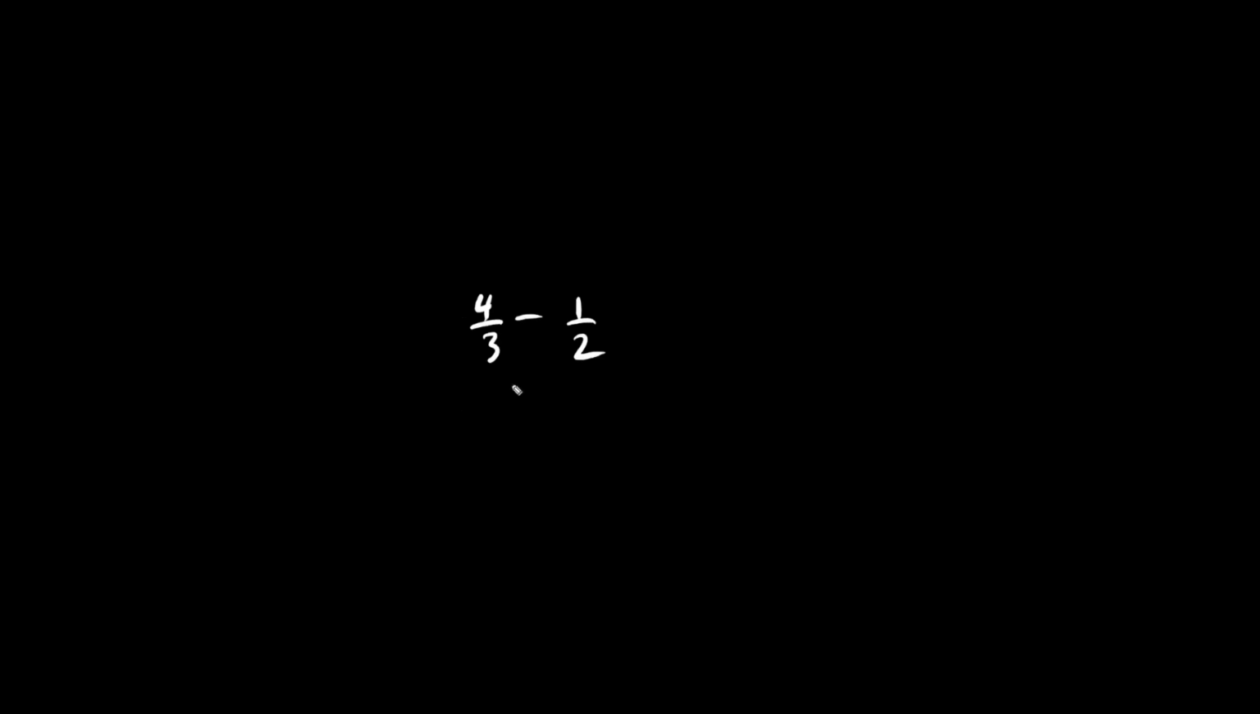Let's subtract two fractions. We find a common denominator, 6. 6 is a number that 3 and 2 both fit into. 3 times 2 is 6, so 2 times 4 is 8. 2 times 3 is 6, so 1 times 3 is 3. 8 minus 3 is 5, and we copy the common denominator.